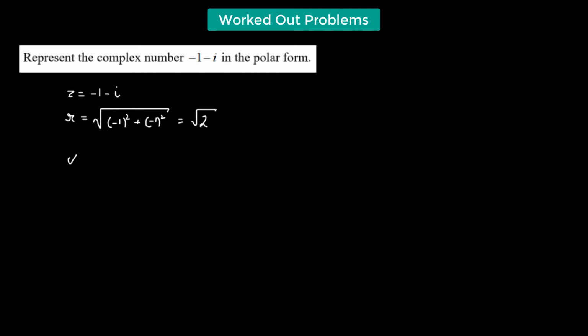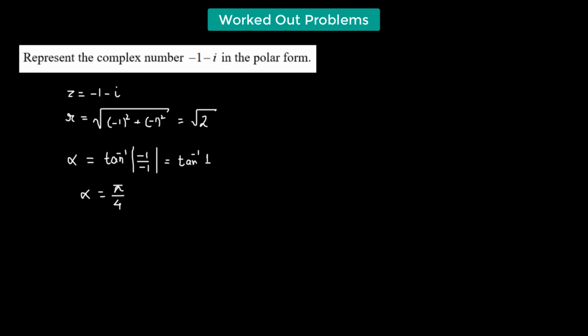Then we'll find out the value of the acute angle alpha which the complex number z makes with the real axis. So that will be tangent inverse of the absolute value of the imaginary part, which is -1, divided by the real part, which is also -1. So that gives us tangent inverse of 1. Like in the previous example, tangent inverse of 1 is equal to pi over 4.